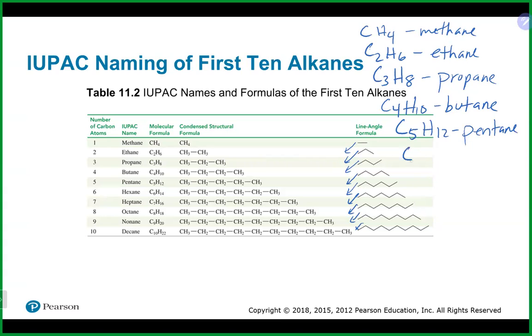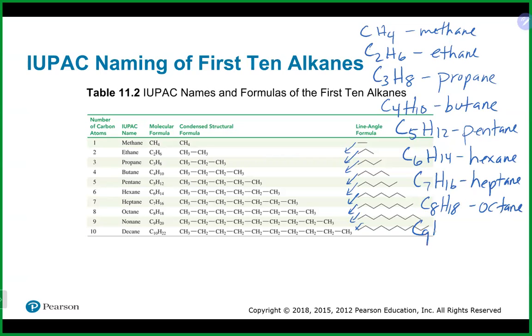Coming through, 6 carbons: 6 times 2 is 12, plus 2 more is 14. That would be hexane. 7 would give us 16 hydrogens. That is heptane. 8 would give us 18 hydrogens. That is octane.